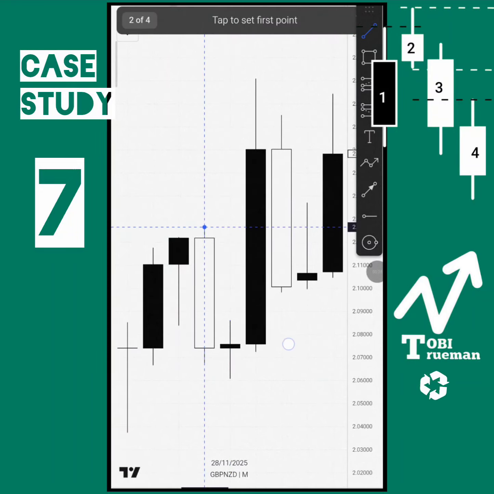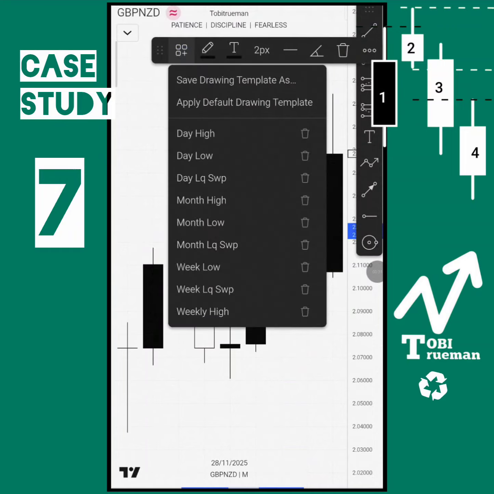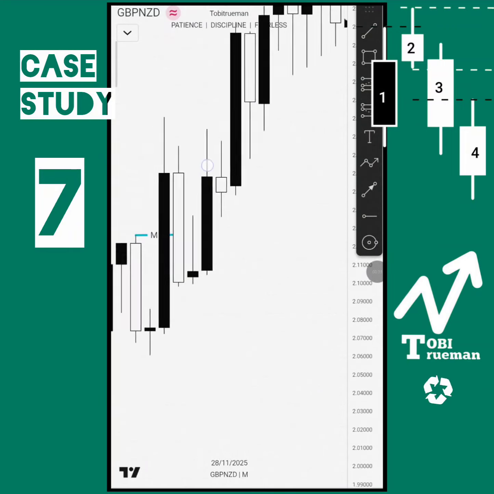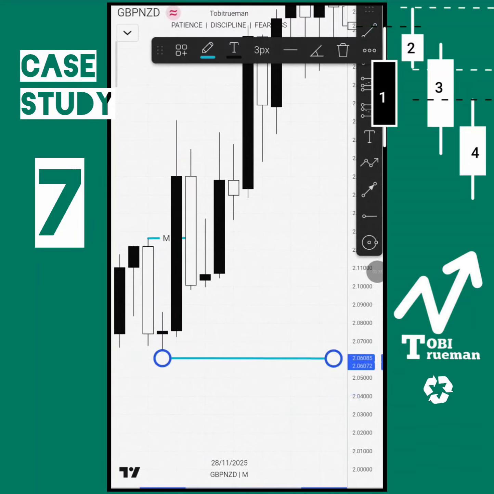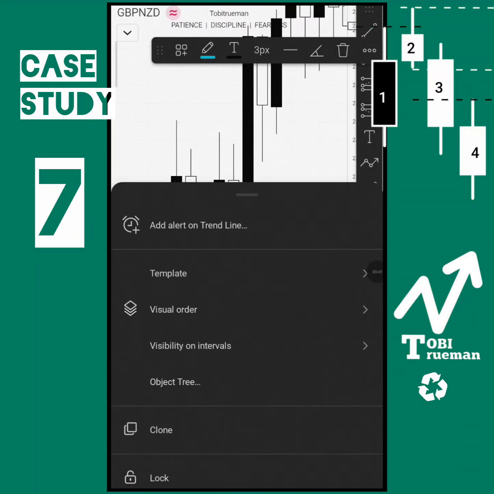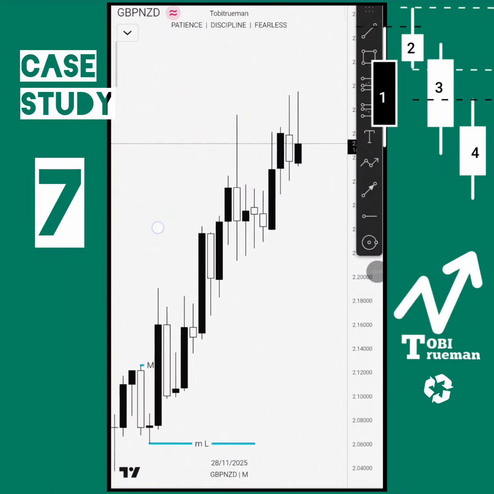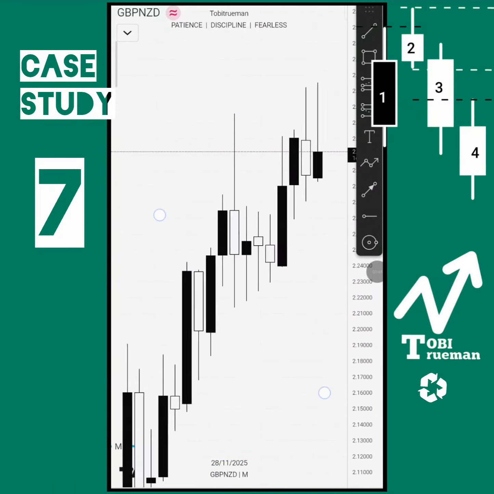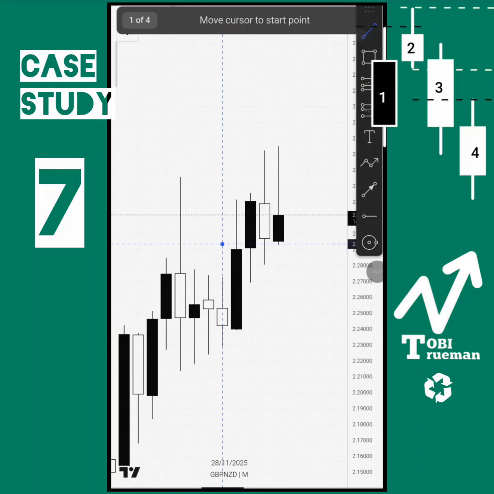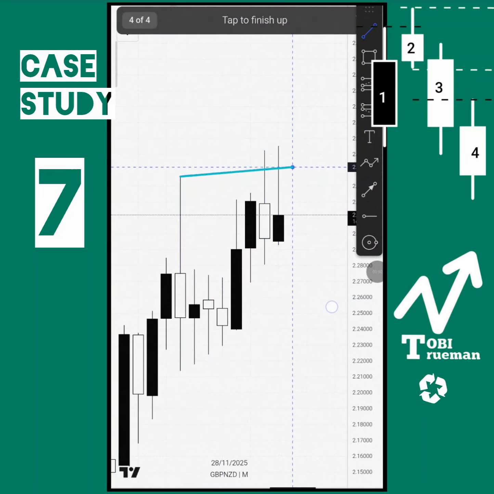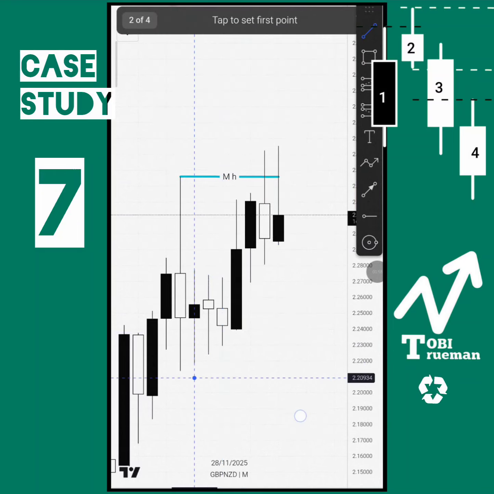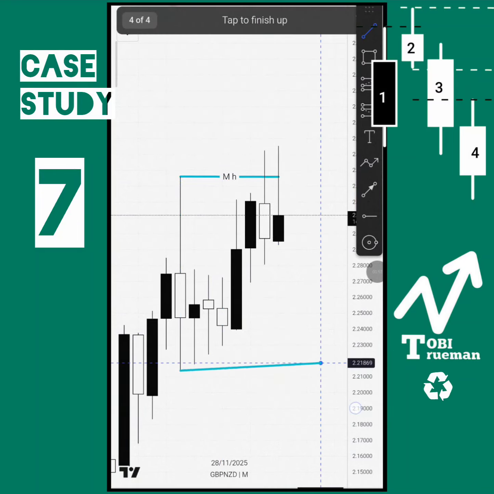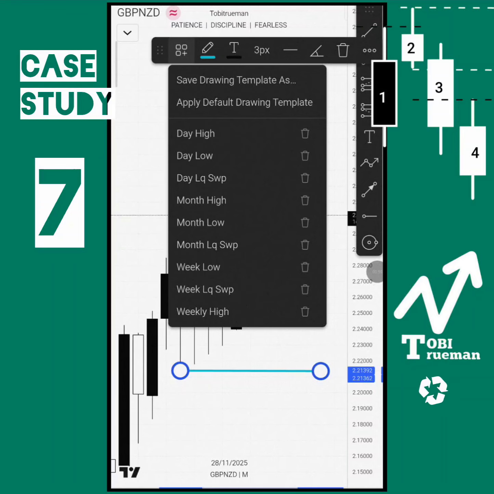That's on the monthly. From the monthly, we have our month high. Then we have our month low. Then as we look at the chart continuing to the top, we could take this as our month high, and we could also take this as our month low.